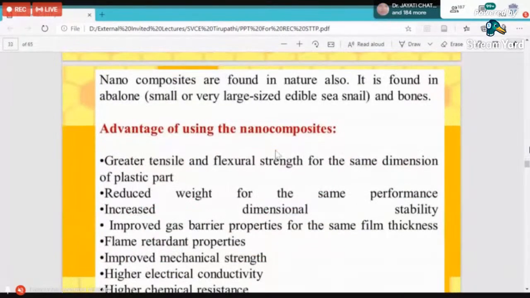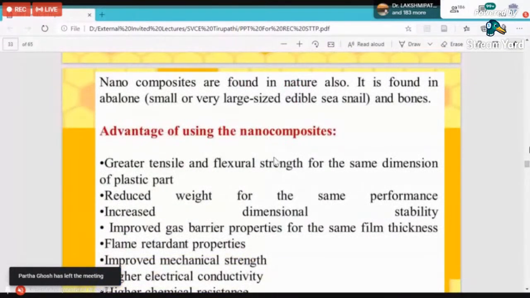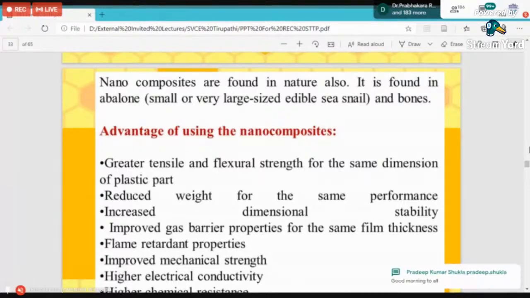Now, advantages of using the nanocomposite. Nanoparticles, nanocomposites are found in nature. It is found in the abalone, a very large edible sea snail, and in some of the bones. It has a nanoparticle, nanocomposite. That is a nanoparticle, nanocomposite. What are the different advantages of using the nanoparticles?